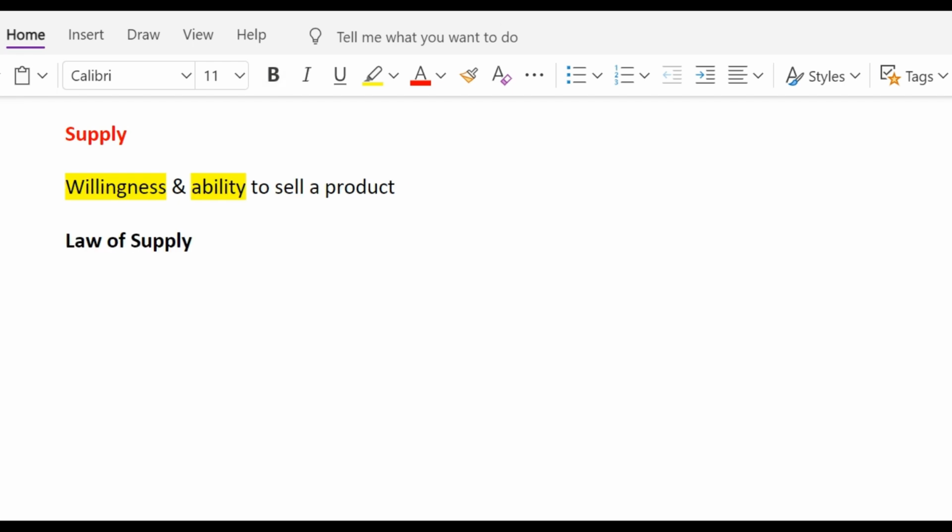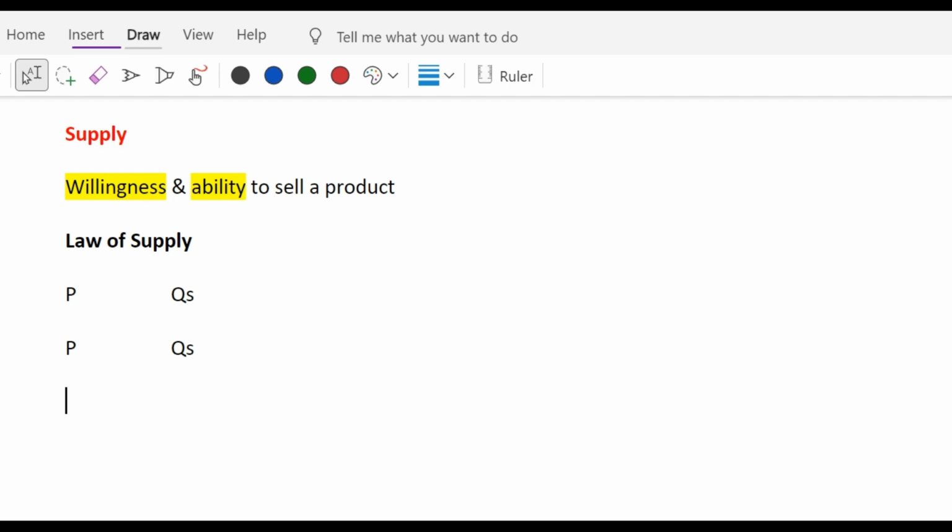What is the law of supply? The law of supply states that an increase in price will lead to an increase in quantity supplied, and a decrease in price will lead to a decrease in quantity supplied, which basically means that there is a positive relationship between price and quantity supplied.